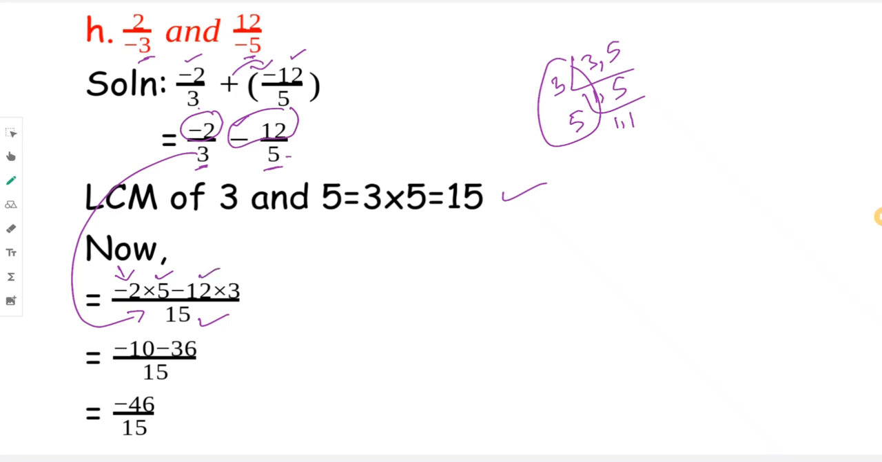Then 5, how many times are 15? 5 3s are 15. Now we just have to multiply, right? 2 5s are 10, but because of the minus sign, minus 10. Okay, same thing for your second. 12 3s are 36, but minus is there, right? So minus 36. Once again, both the numbers are negative, right? Minus 10 minus 36, so I have to add them, but my sign will be minus. So when you add minus 10 and minus 36, I'll get minus 46. All right, so our answer will be minus 46 by 15.